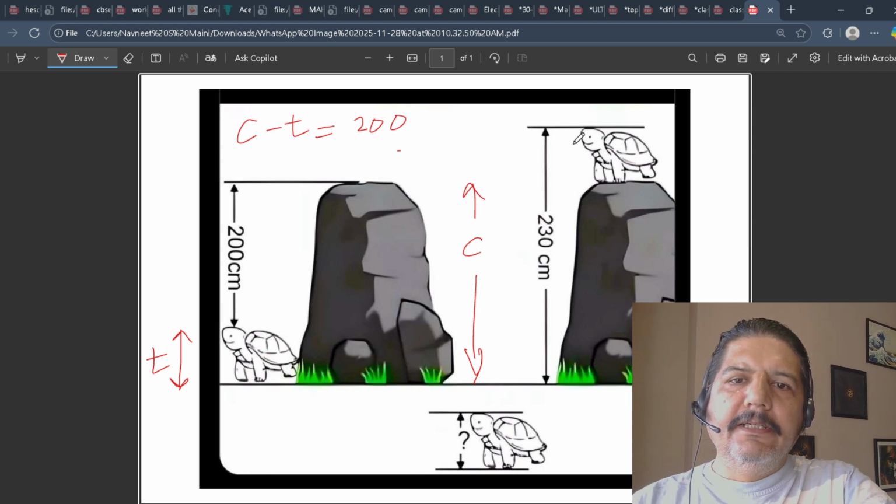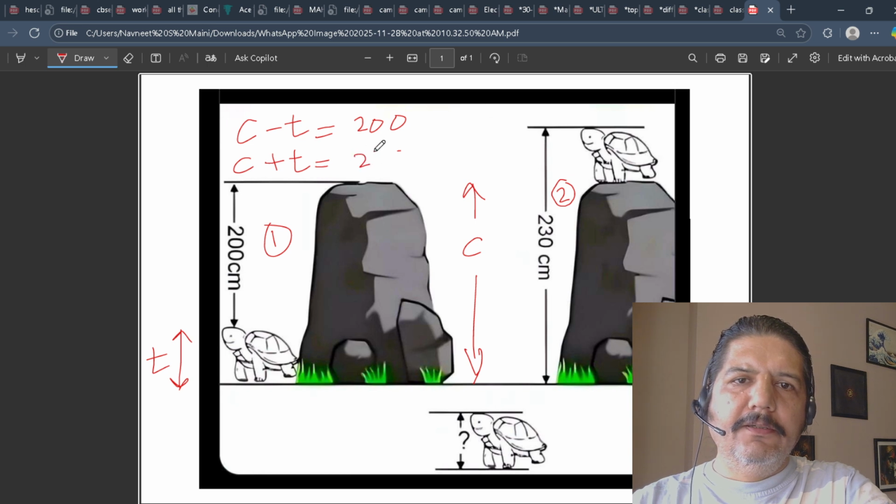Now let us get information. This is our figure 1, this is our figure 2. What is the information that we get from figure 2? The height of the cliff plus the height of the tortoise is equal to 230.